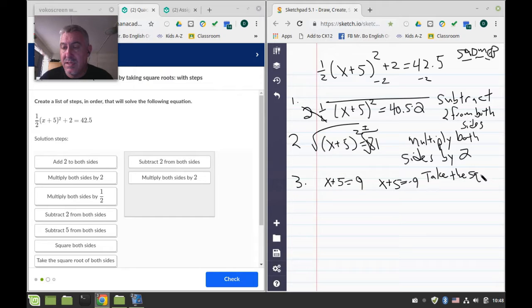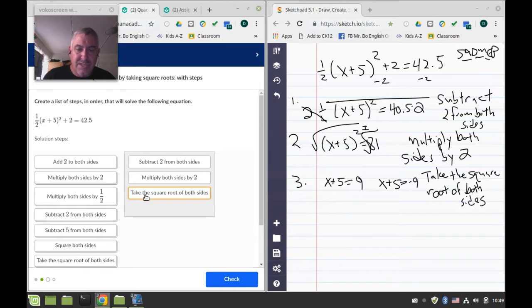So we'll call that step take the square root of both sides. And let's see, take the square root of both sides. There it is.